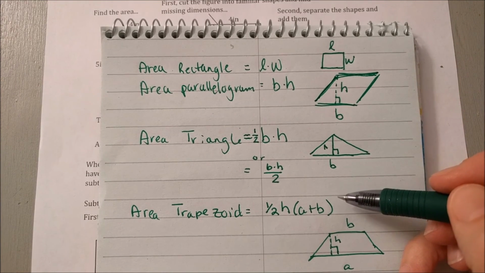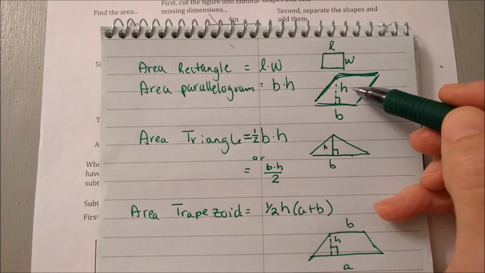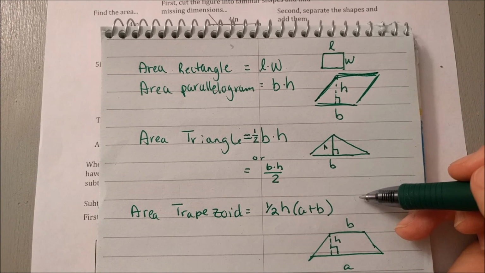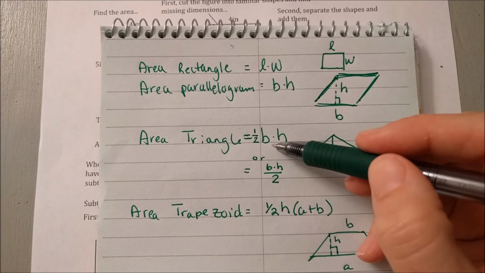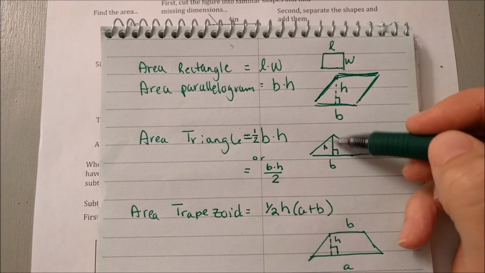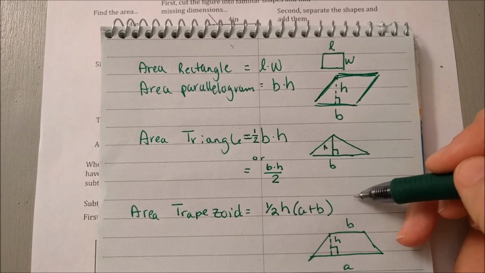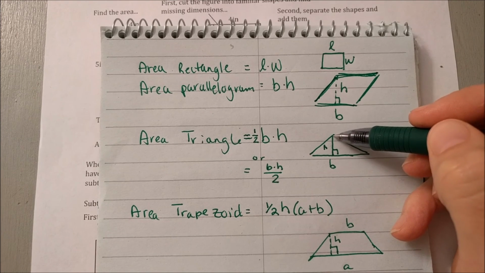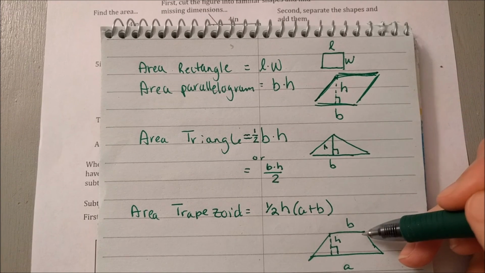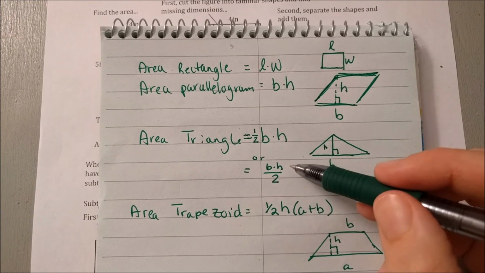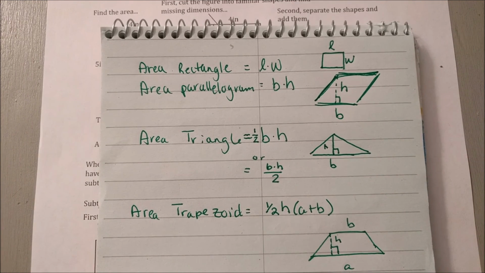And then we did the area of a triangle, which is just like a parallelogram, except it's half of it. It's divided by 2, right? So half the base times the height, and your height, again, is a perpendicular distance directly down from the top of the triangle to the base. Or you can write it as base times height divided by 2. A lot of students like that.